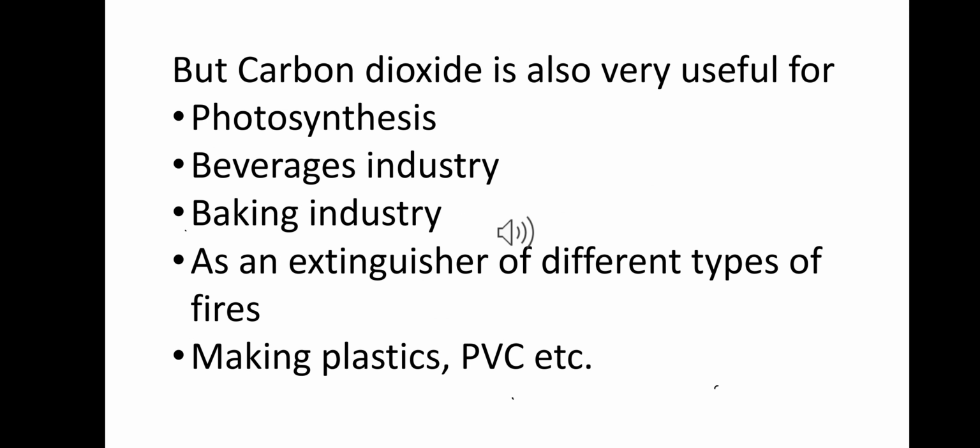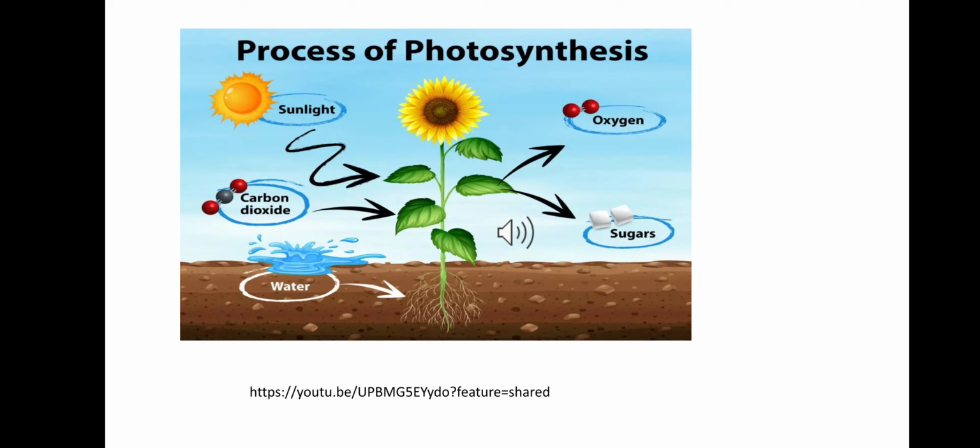But carbon dioxide is also very useful for photosynthesis, the beverage industry, the decking industry, as an extinguisher of different types of fires, making plastics and PVC, etc. Now, in this picture, we can see the process of photosynthesis. The sunlight will be there, and the green plants, using sunlight, will react carbon dioxide with water.